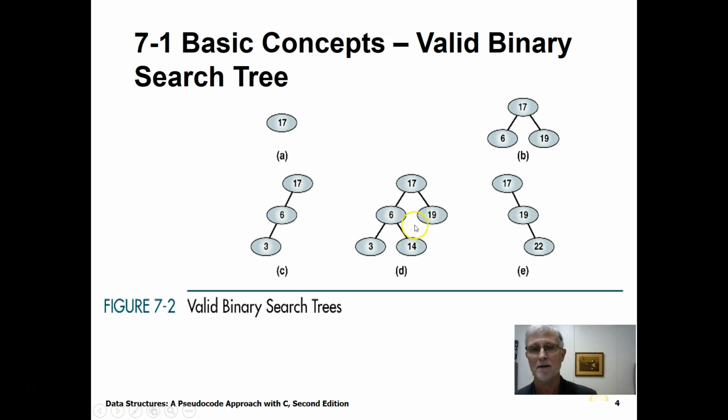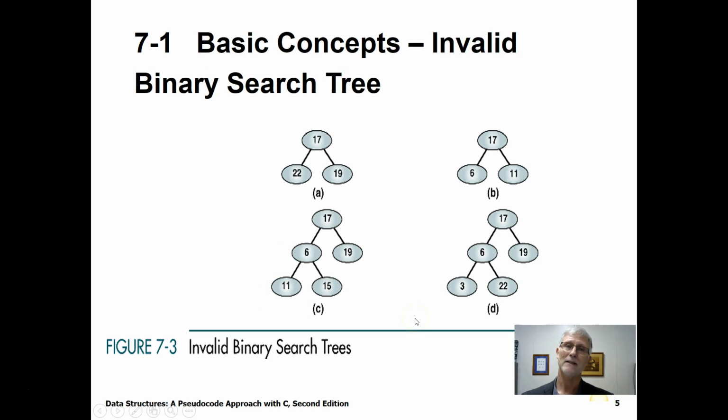Here you've got an example here. It meets all the properties, all valid. So everything to the left is less than, everything to the right is greater. It applies across the board. And the same thing applies for this one. It's just pretty much the reverse opposite of example C.